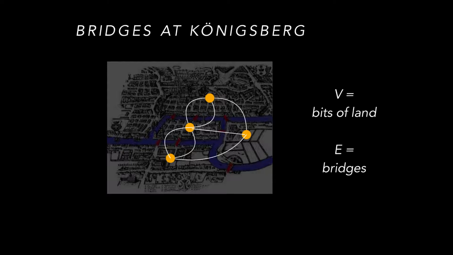And this is our first bit of graphical modeling. This was the first graphical model that was made back in 1735, if I remember correctly. And since then, academic graph theory has sprung. There's more modern use cases.